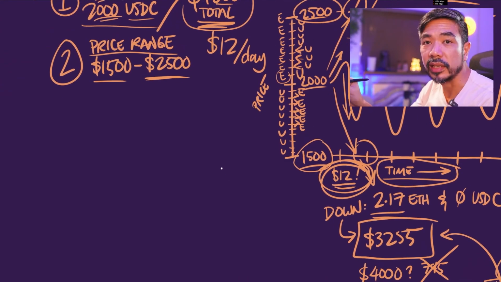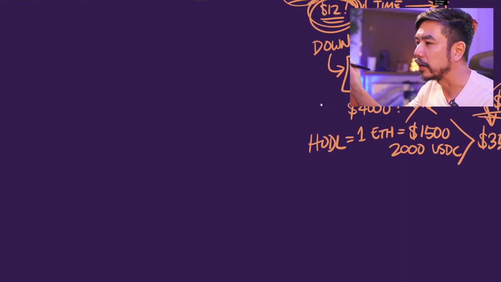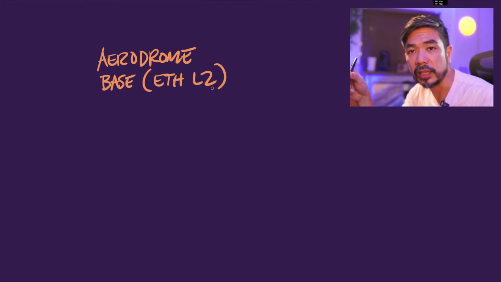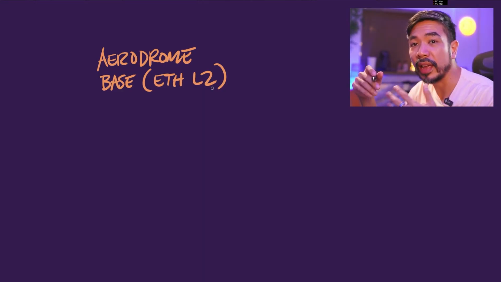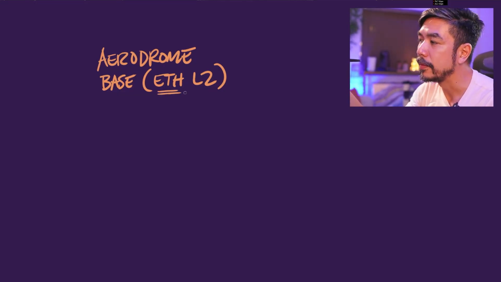Now, these are just the basics of liquidity pool farming. Where should you go to begin? If you wanted to get into this stuff for the first time, where should you go as your first stop? My first recommendation is Aerodrome. Aerodrome is the primary DEX of Base, which is an Ethereum layer 2. The reason I recommend Aerodrome and Base is that Base has way lower gas fees, so you can experiment a little bit without incurring the costs of Ethereum.